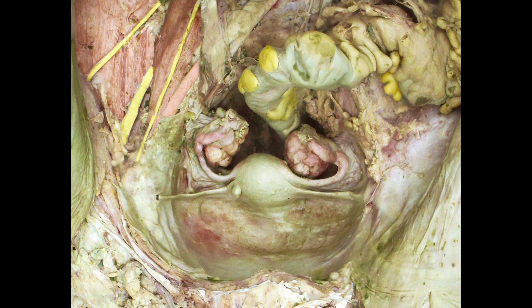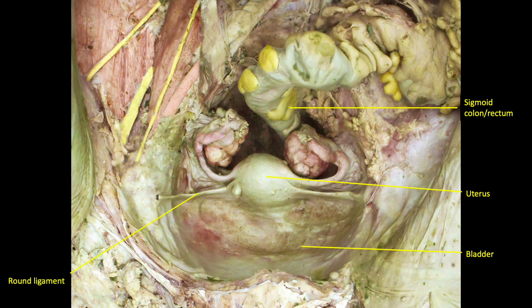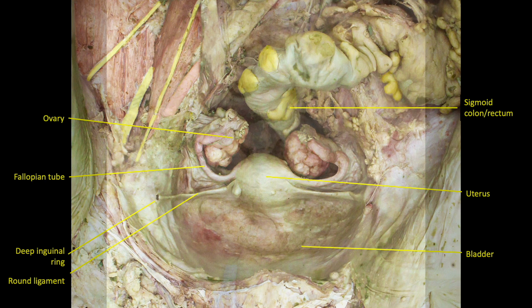Here, we have zoomed in on the pelvic cavity and labeled the following structures: the uterus, the area of the bladder covered by peritoneum, the sigmoid colon ending at the rectum, the round ligament can be observed exiting the deep inguinal ring, the fallopian or uterine tube is now labeled, and finally, the ovaries identified. Note, this ovary is disproportionately enlarged in this specimen.